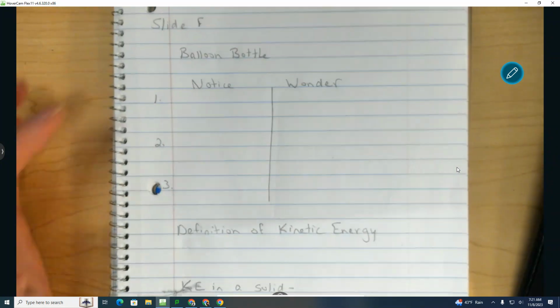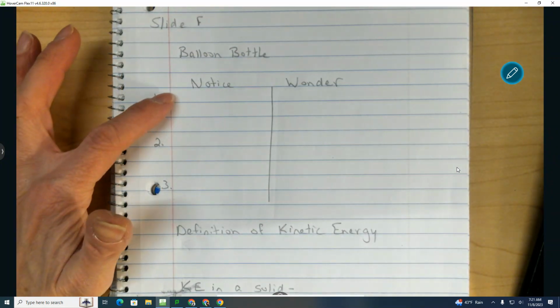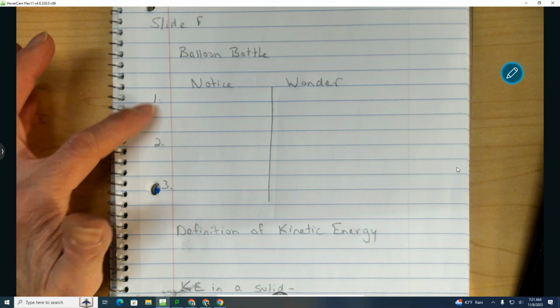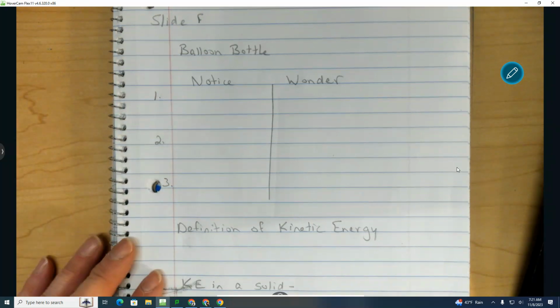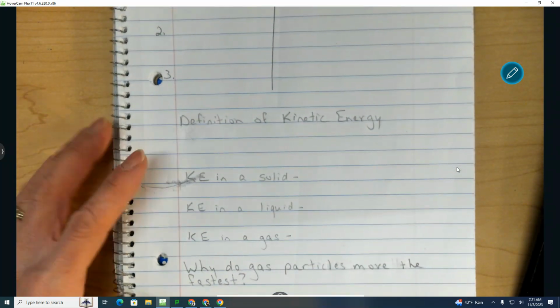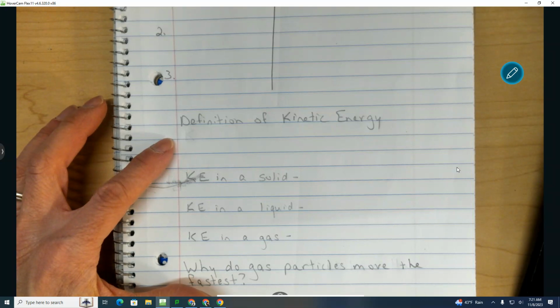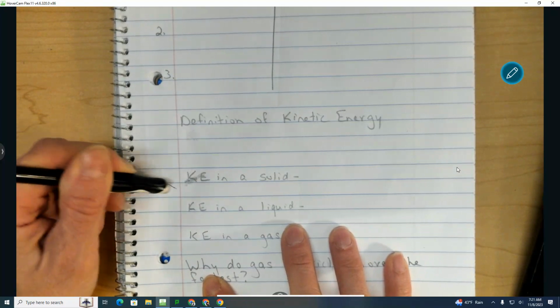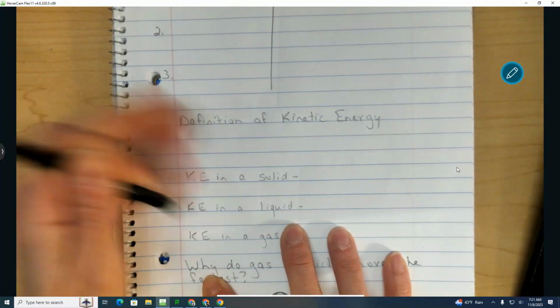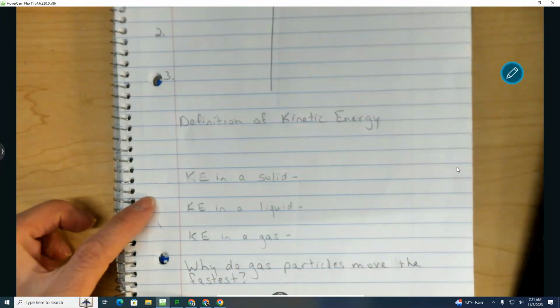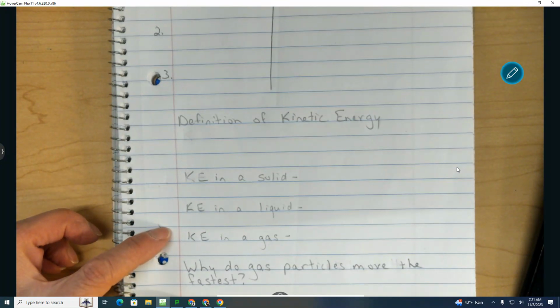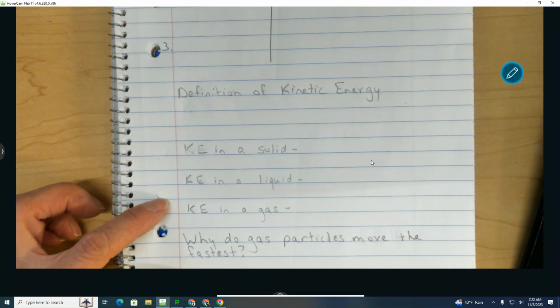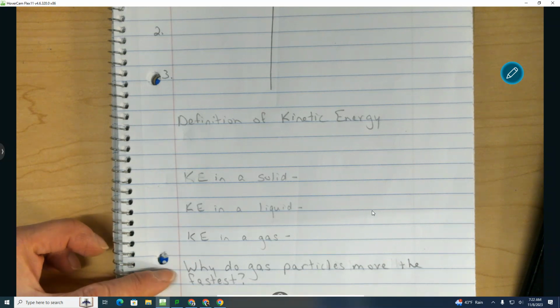After that, slide F, you're going to label this balloon bottle. Again, a notice and wonder T-chart. 3 notices and 3 wonderings. Then you're going to write out a definition of kinetic energy, and then I would like you to describe the kinetic energy in a solid, kinetic energy in a liquid, kinetic energy in a gas, and then answer this question: why do gas particles move the fastest?